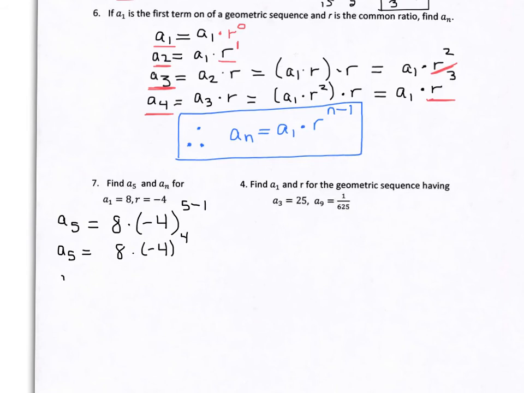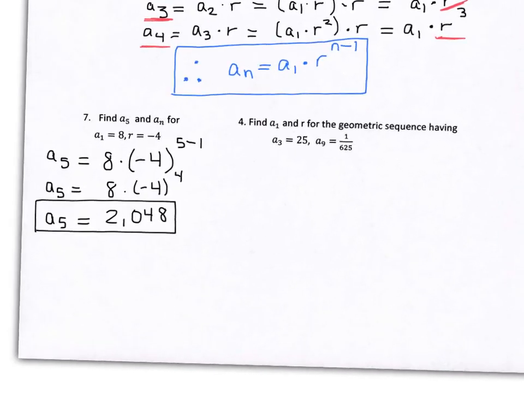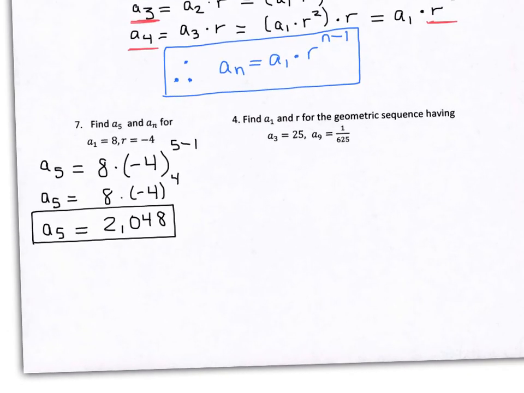So right away I know this is going to be positive. So a sub 5 equals 2048. Okay, and then our general formula, a sub n equals 8 times -4 to the n minus 1. Do not simplify that. Do not make that -32 to the n minus 1 because they do not have a common base. So our a sub n is just that, 8 times -4 to the n minus 1.